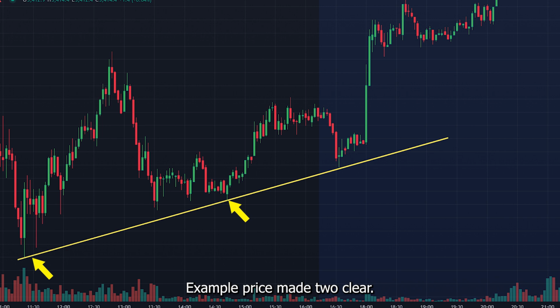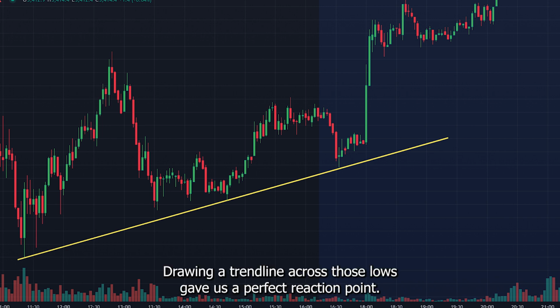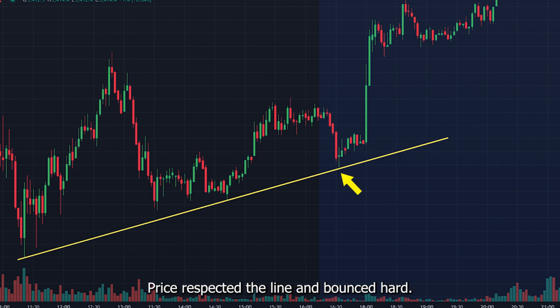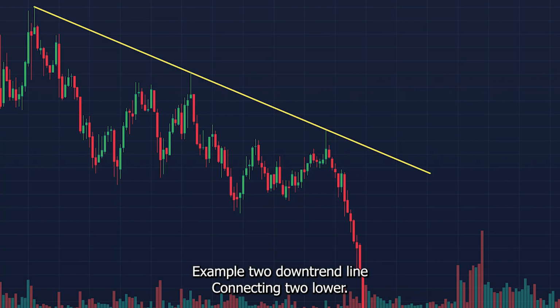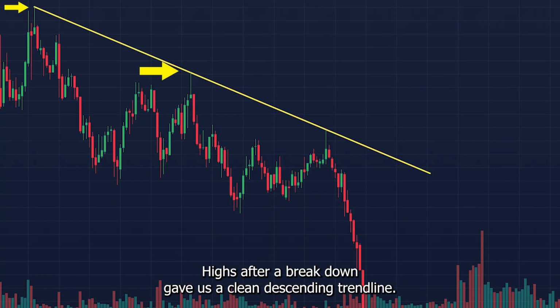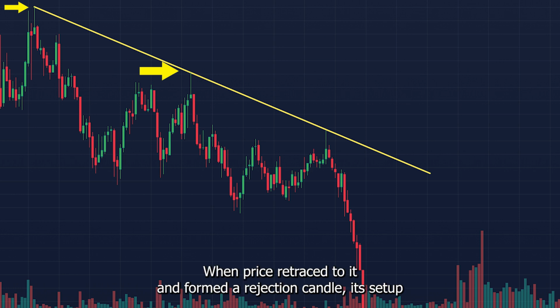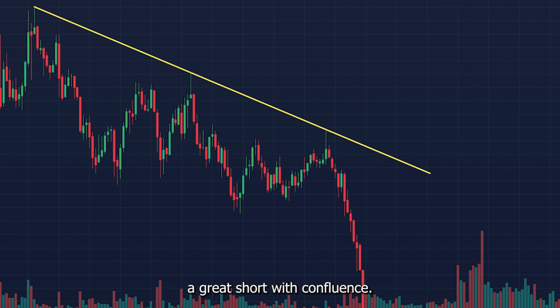Example, price made 2 clear higher lows on a strong move up. Drawing a trend line across those lows gave us a perfect reaction point on the 3rd touch. Price respected the line and bounced hard. That gave us a clean long setup. Example 2, downtrend line. Connecting 2 lower highs after a breakdown gave us a clean descending trend line. When price retraced to it and formed a rejection candle, it set up a great short with confluence.